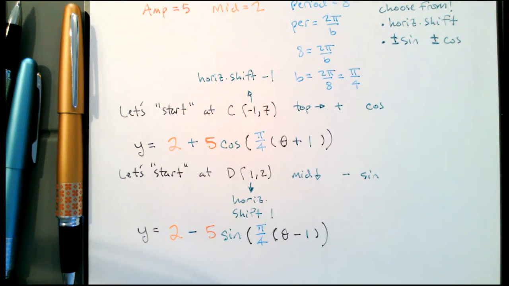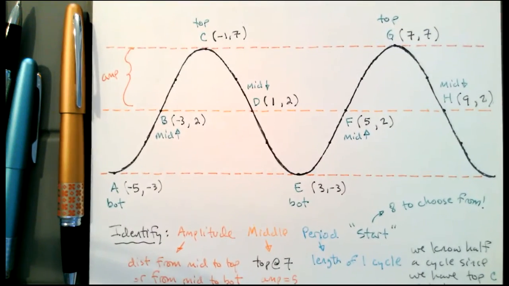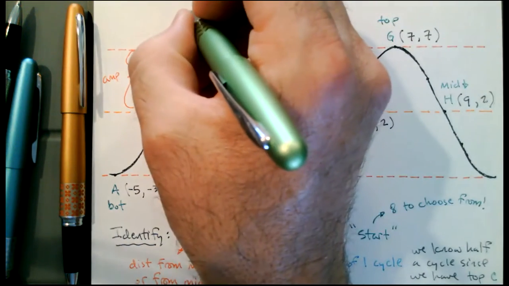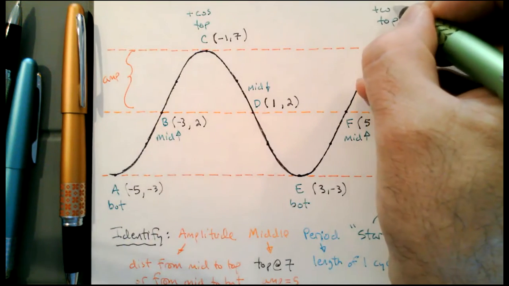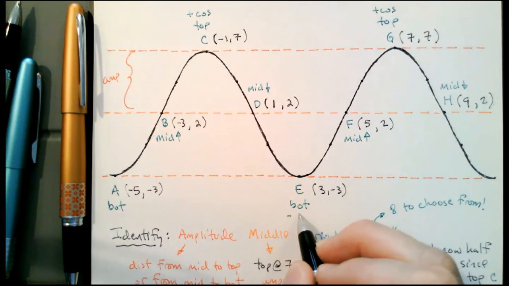So the decision of which to use between sine or cosine depends on what we're considering to be the start. Whatever point we're going to get for a horizontal shift, that'll tell us whether you use a positive or negative, sine or cosine. If we take this top to be the start, then we're going to use a positive cosine. We're going to write it in the form of positive cosine. If we take as a starting point the bottom, then we're going to be choosing negative cosine.